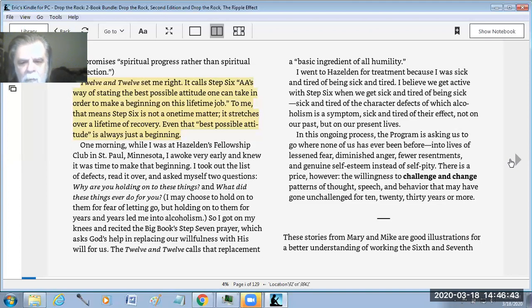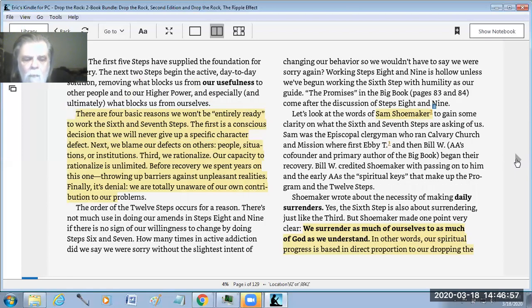Let's go on. The author's going to talk a little bit about combining these stories now. Okay. These stories from Mary and Mike are good illustrations for a better understanding of working the 6th and 7th steps. The first 5 steps have supplied the foundation for recovery. The next 2 steps begin the active day-to-day solution, removing what blocks us from our usefulness to other people and to our higher power, and especially and ultimately what blocks us from ourselves.